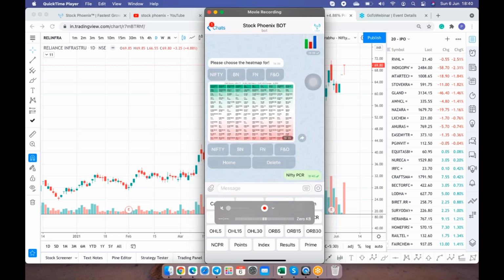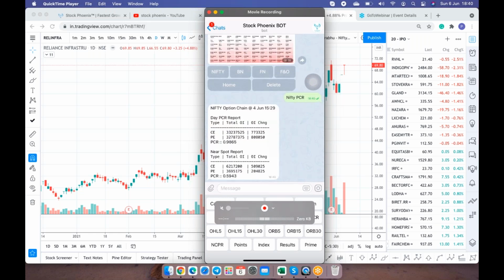Then let's come back to the home section once again, and let's go to the Nifty PCR. This option gives you the PCR details of Nifty. If you say day PCR, it takes the overall PCR ratio of the option chain. If it says near spot, it takes the current market price plus 3 and minus 3 strike prices, the near spot. So what's happening in the nearer term?